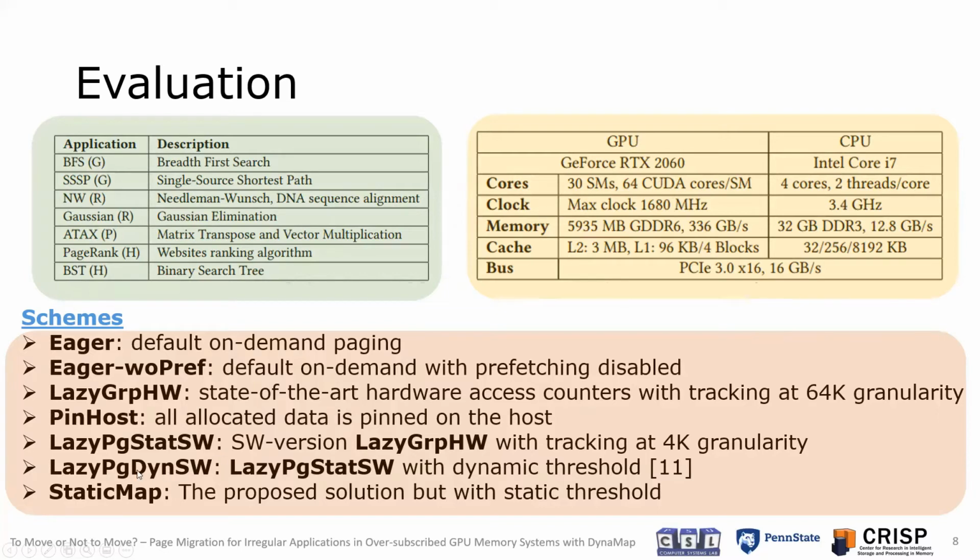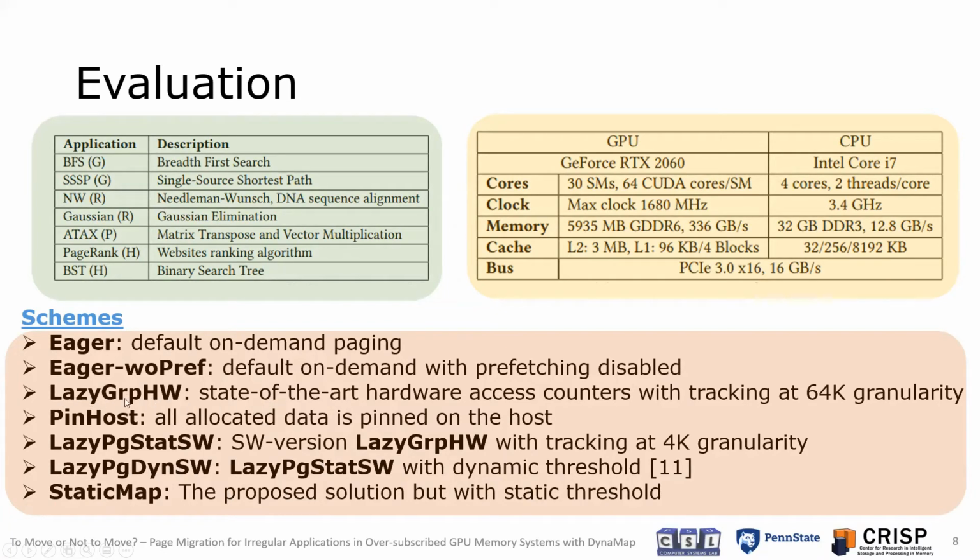The next one is lazy page dynamic software, which is similar to the previous one, but with dynamic threshold proposed by one of the previous works. The final one is static map, which is our proposed solution, but with static threshold. Basically, we compare all of the known page migration techniques.